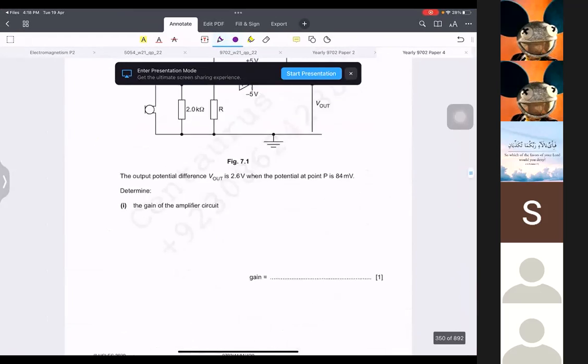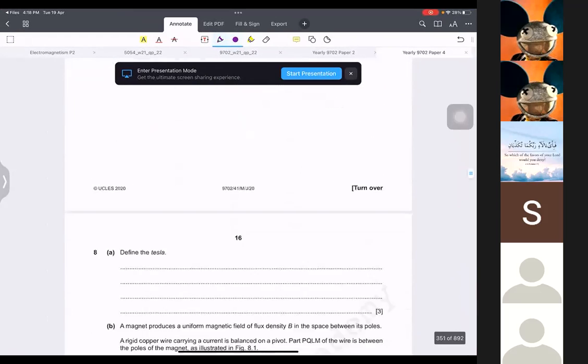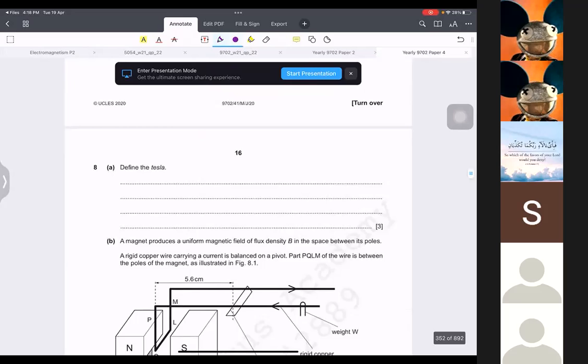Over the weekend, I told you I will give you a worksheet for the questions. Okay, Tesla. This is something you need to understand: you can use anything, but usually F is equal to BIL is used. So for B, what is Tesla? All of these should be perpendicular to each other.